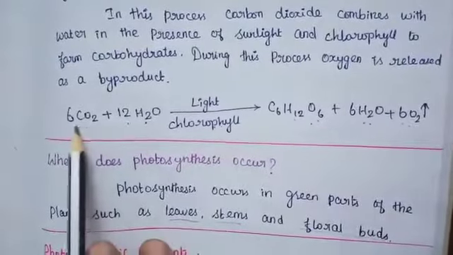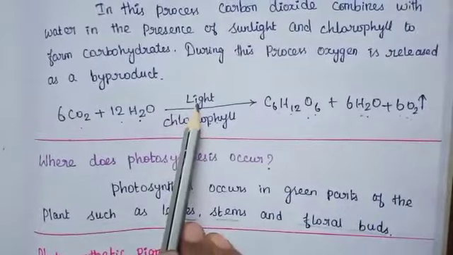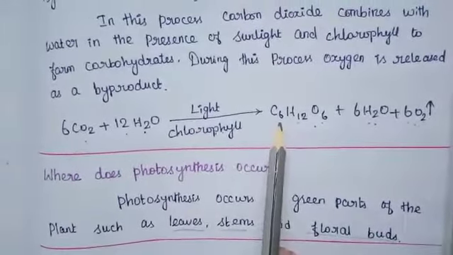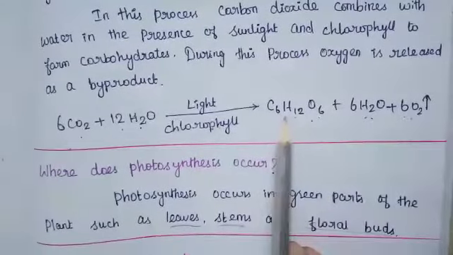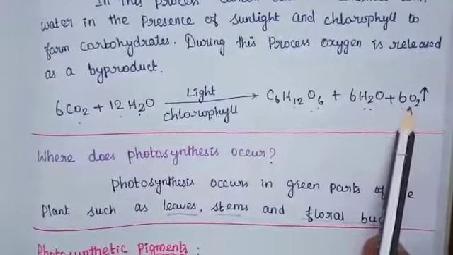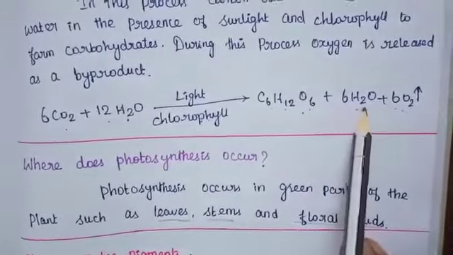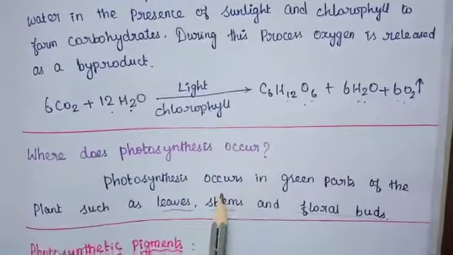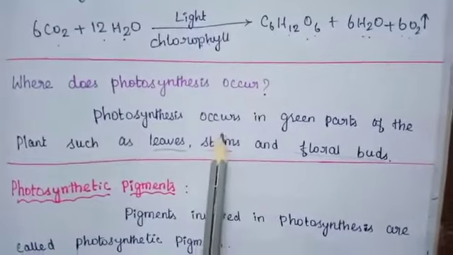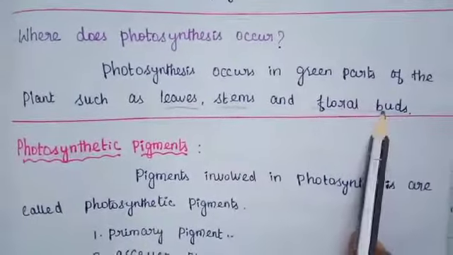In this process, carbon dioxide combines with water in the presence of sunlight and chlorophyll to form carbohydrates. This is a carbohydrate. During this process, oxygen is released as a byproduct. H2O is also released through transpiration. Where does photosynthesis occur? Photosynthesis occurs in green parts of the plant such as leaves, stem and floral buds.